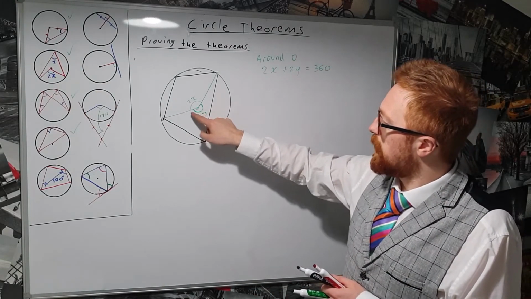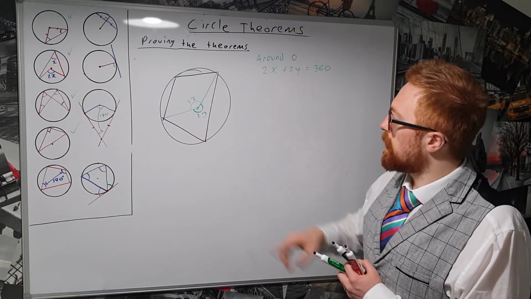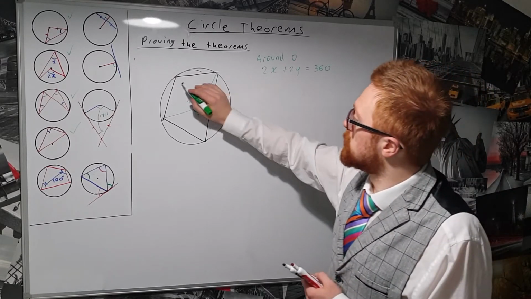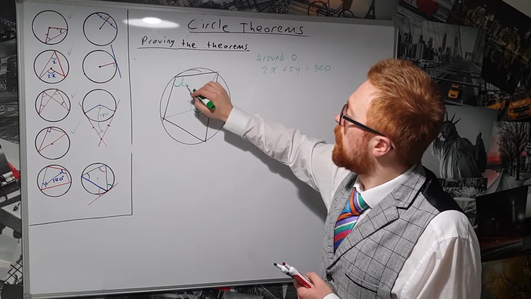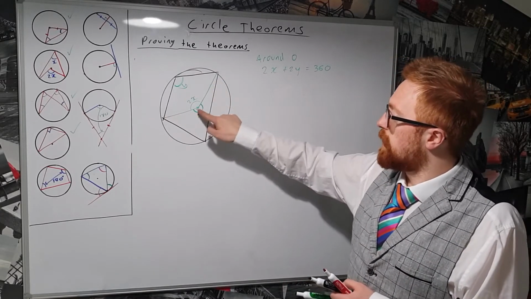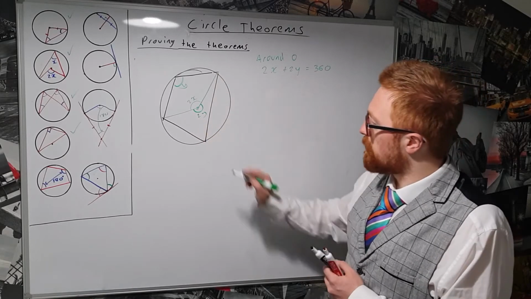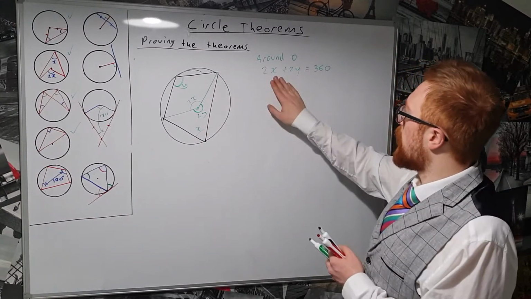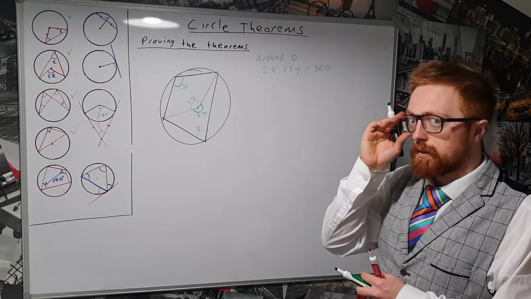So if this angle here is 2y, well, that means that this angle here must be half of that, so that must just be y. Similarly, if this angle here is 2x, and this angle here has to be half of that, that has to be x. Now, from the angles around A, we know that 2x plus 2y is equal to 360.